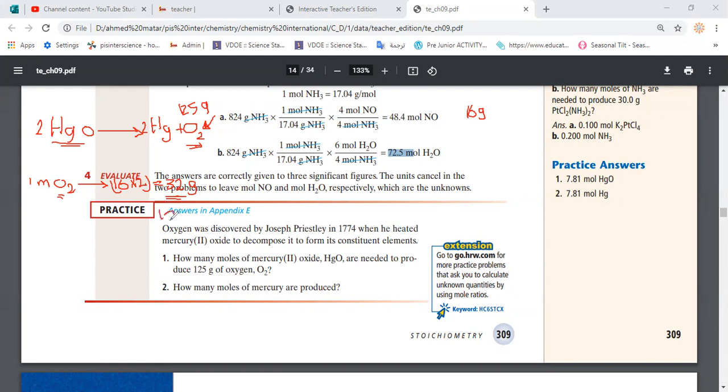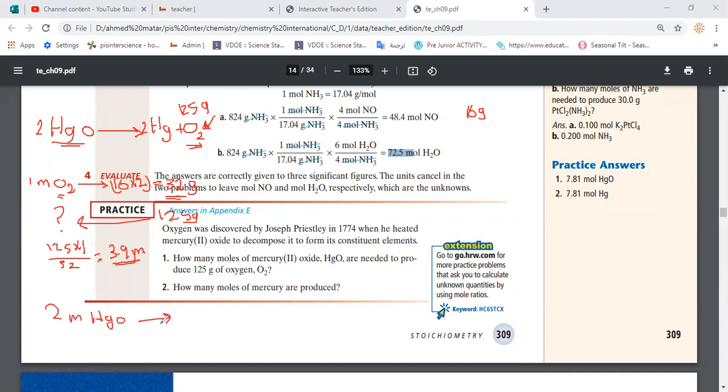What about 125 grams, how many moles is that? So first multiply 125 by 1 divided by 32, which equals 3.9. So we have 3.9 moles of oxygen.